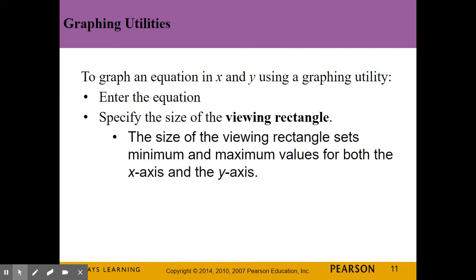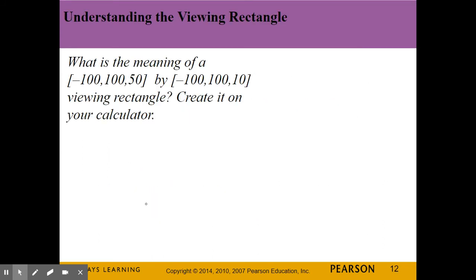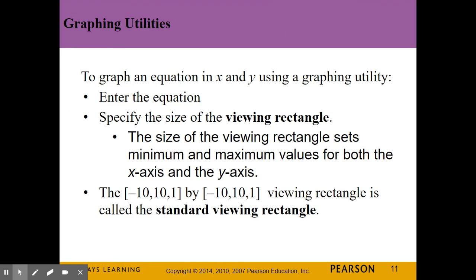The size of the viewing rectangle sets maximum and minimum values for both the x-axis and the y-axis. So if this is considered the viewing rectangle, what's being described here is in the first set of numbers. Sorry, let me go back for a second.